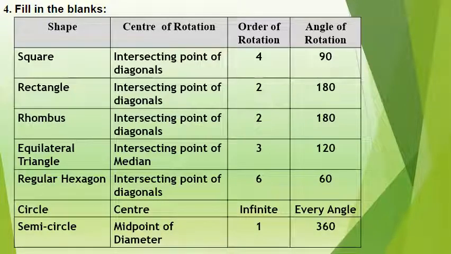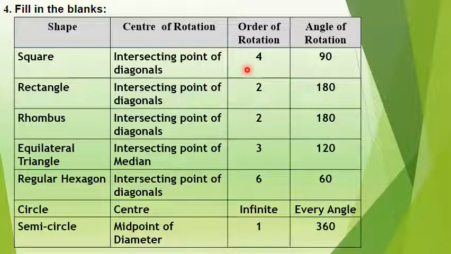Next question, fill in the blanks. A shape is given. We can fill in the center of rotation of this shape, and also write the order of rotation and the angle of rotation. So, the first figure is a square. What is the center of rotation of the square? Yes, the center of rotation of the square is the intersection of the diagonals, the intersecting point of the diagonals.